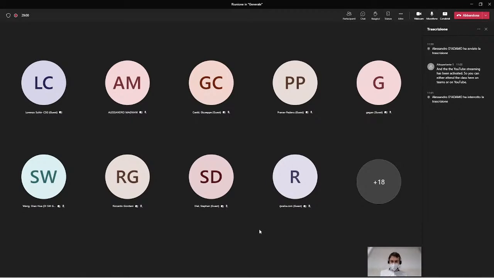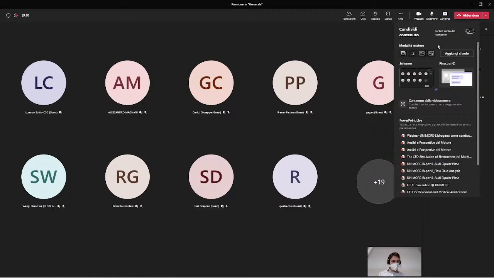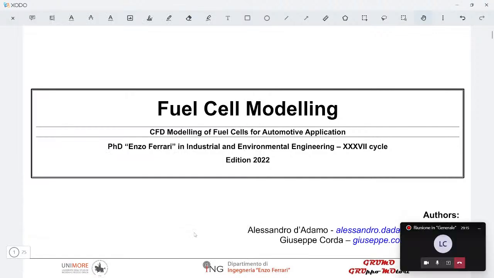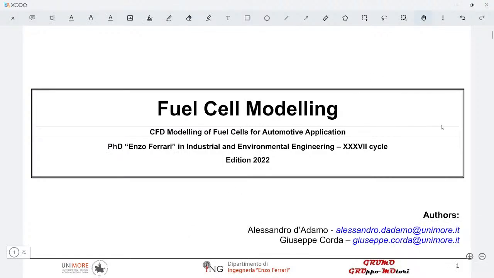Okay, so welcome back everyone. I think we can start with lesson number 3. Let me share my screen. And here it is. The plan for today is to start talking about the modeling of fuel cells.